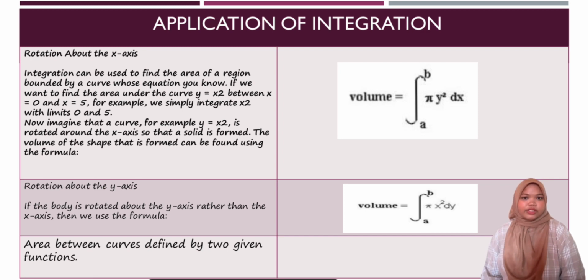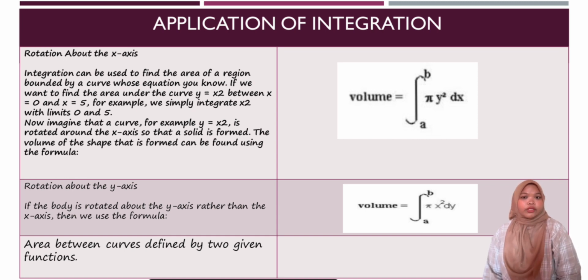Now imagine that a curve, for example y equals x squared, is rotated around the axis x, so that a solid is formed. The volume of the shape that is formed can be found using the formula. Let's see the formula. Volume equals integral from a, the lower limit, to b, the upper limit, of pi y squared dx.